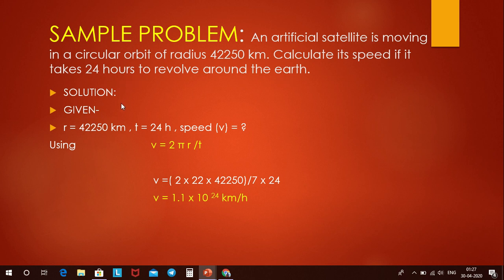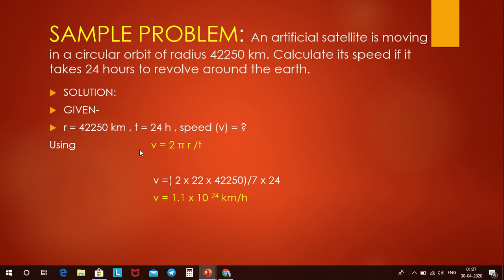So as I have told you earlier in your previous videos, whenever we solve any numerical, we need to write the given quantities at first. So let us note down the given quantities. R equals the radius of the circular orbit, which is 42,250 kilometers. Now time given here is 24 hours, and speed you need to calculate.